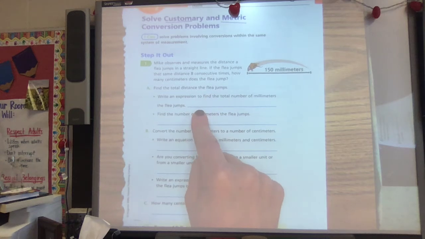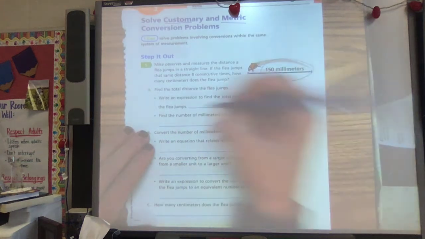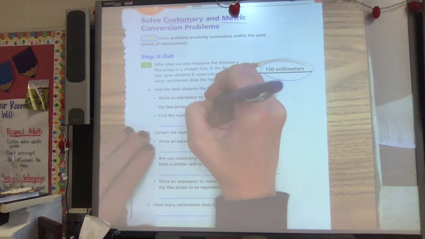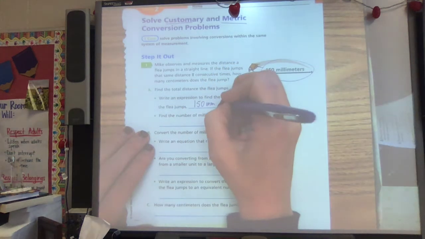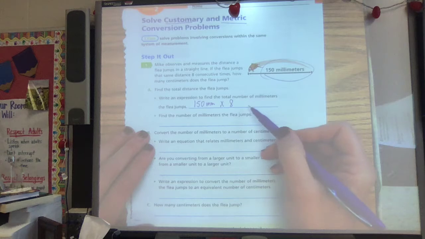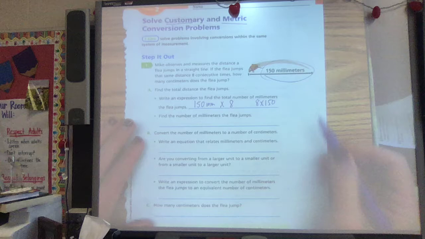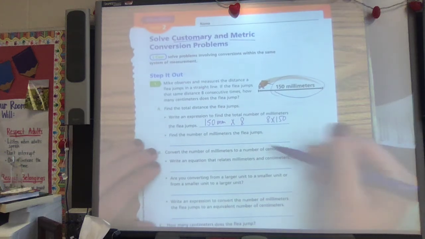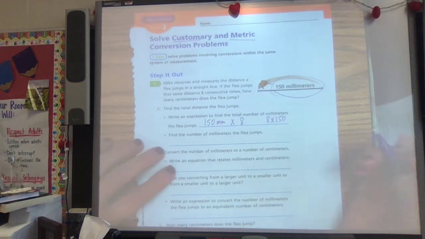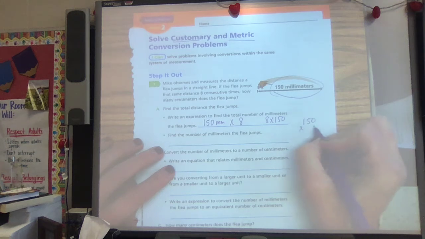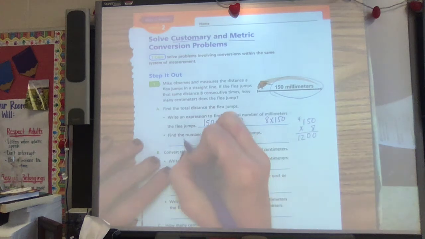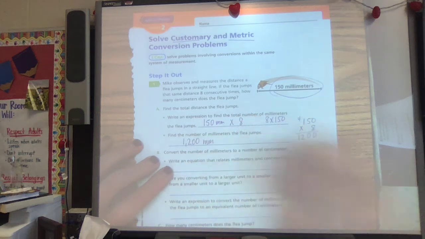So we're going to write an expression to find the total number of millimeters, because right now our units are millimeters. So if he does 150 millimeters each jump, and he does that 8 times, that's an expression that I could write. Or you could write 8 times 150. Either one's going to get us that same value. Okay, so if we find the number of millimeters he jumps, let's work that out right here. 150 times 8, 8 times 0 is 0, 8 times 5 is 40, 8 times 1 is 8, 9, 10, 11, 12. So he jumps 1,200 millimeters.